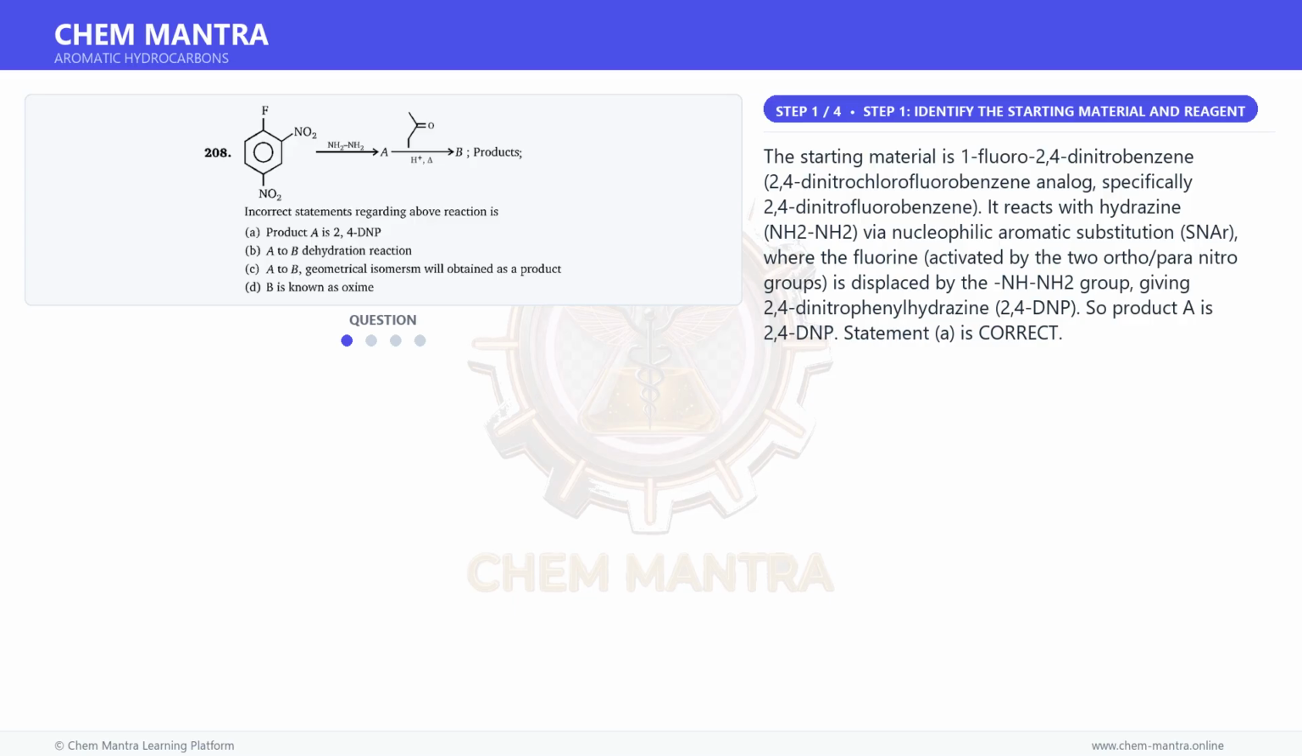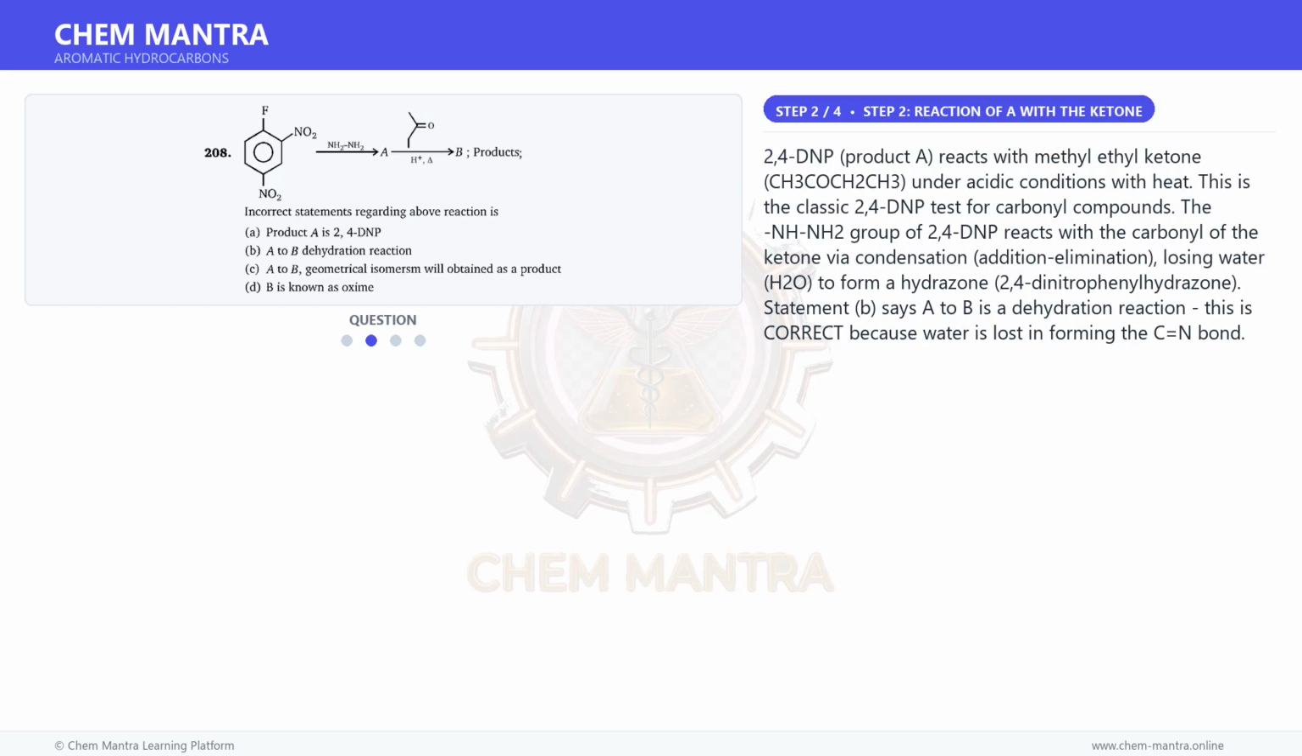The starting material is 1-fluoro-2,4-dinitrobenzene, specifically 2,4-dinitrofluorobenzene. It reacts with hydrazine, NH2NH2, via nucleophilic aromatic substitution, SNAr, where the fluorine, activated by the two ortho and para nitro groups, is displaced by the NH-NH2 group, giving 2,4-dinitrophenylhydrazine, 2,4-DNP. So product A is 2,4-DNP. Statement A is correct. Moving on to the next step.